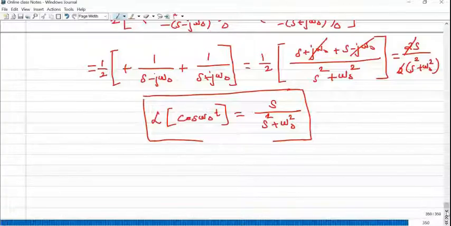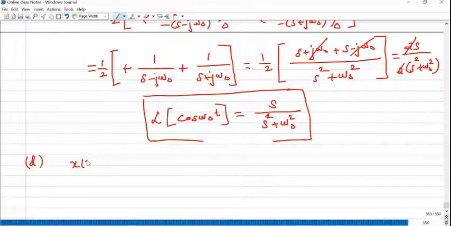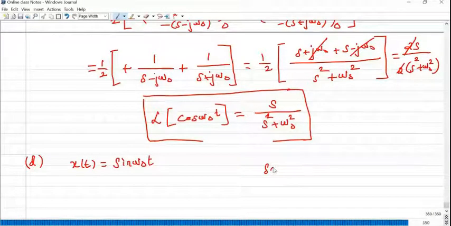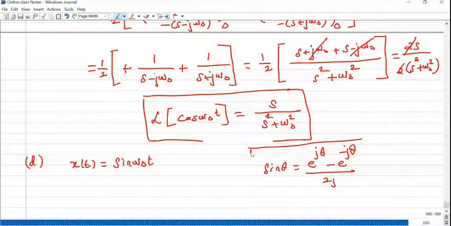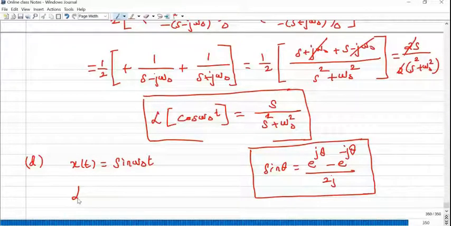Next, you practice this problem by yourself in a similar manner. Find the unilateral Laplace transform for sin omega naught t. Sin theta is equal to e power j theta minus e power minus j theta divided by 2j. So use this formula and follow the same procedure. You will get the Laplace transform of sin omega naught t.